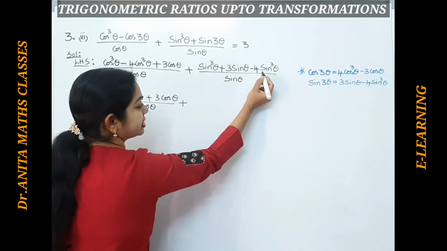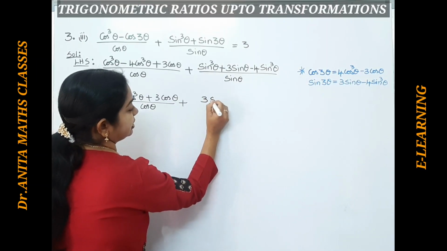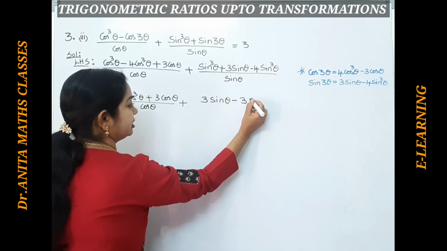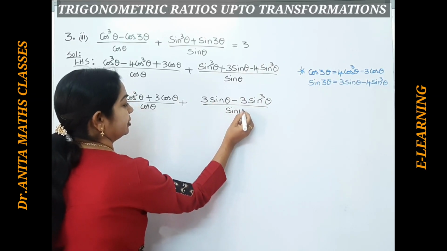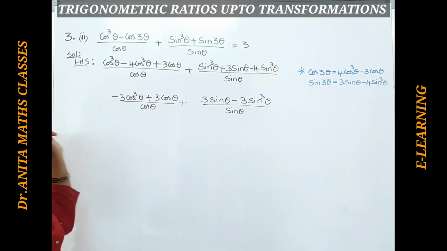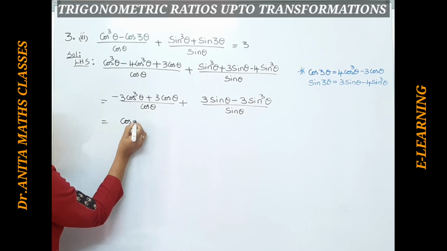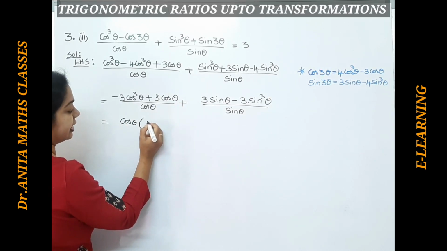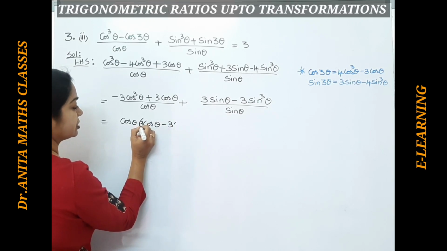So sin cube minus 4 sin cube, if you subtract, is minus 3 sin cube. Here let me write 3 sin theta minus 3 sin cube theta, divided by sin theta. If you take just cos theta as common, we can cancel it with the denominator. Even 3 is also common, but let's not take that because cos theta is there. So let us take only cos theta common.